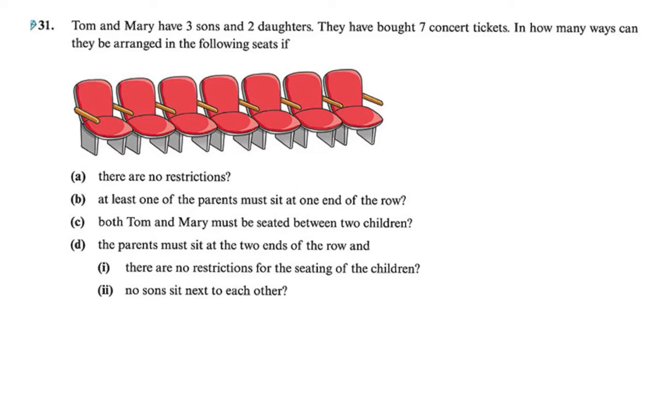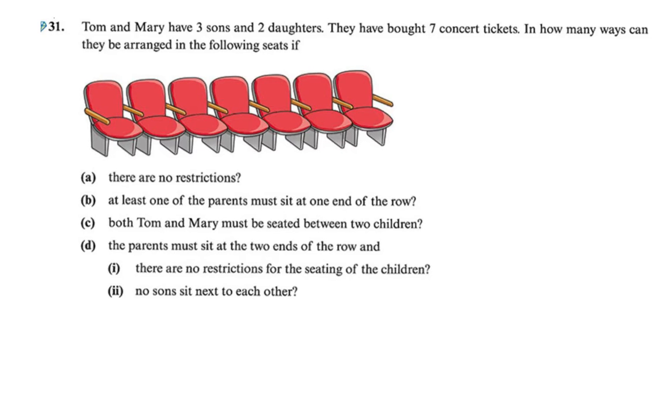Exercise 10B, question 31. Based on the given question, Tom and Mary have 3 sons and 2 daughters. So total 5 children, or say 5 kids, and the 2 parents. They have bought 7 concert tickets.